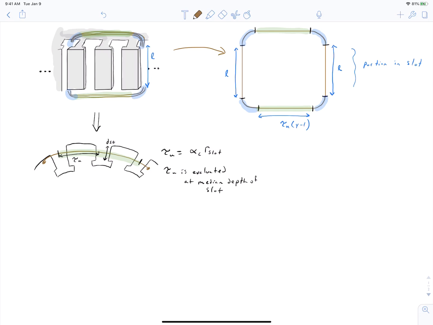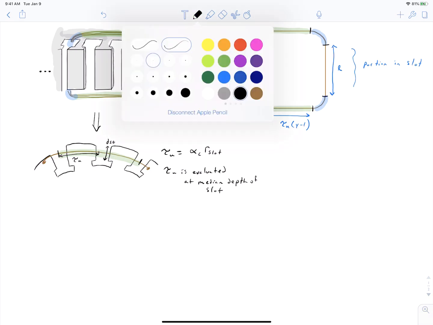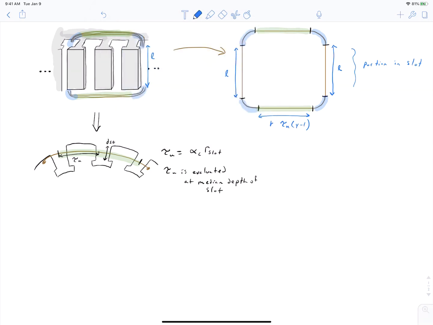And finally, we note that we actually have multiple coils in these slots. So this brown coil has to be placed so that it doesn't interfere with the purple coil that I just sketched on. And to account for that, we multiply this by a fudge factor, which we call KOV. This is a factor due to increased length of coil to accommodate end winding overlap with another coil.